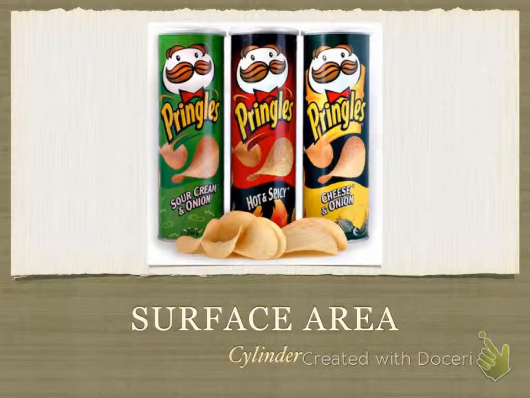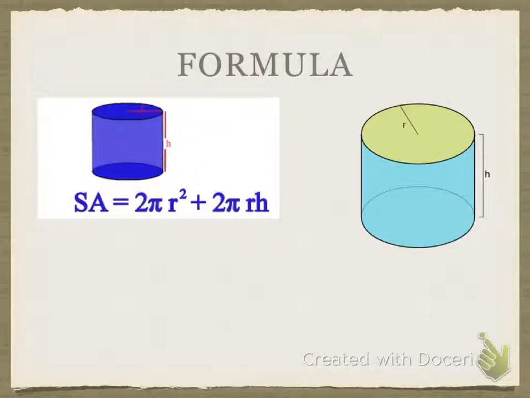This lesson is about calculating the surface area of a cylinder. In order to calculate the surface area of a cylinder, we must use the following formula. Surface area equals 2 pi r squared plus 2 pi r h. Well, what exactly does that mean?